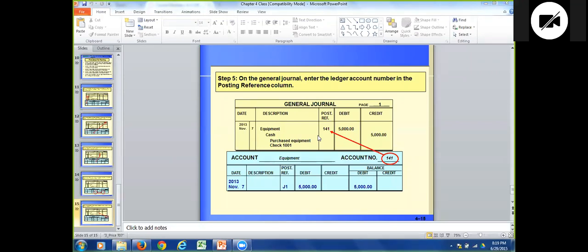The post reference, again, is for the ledger. It means J for journal and page 1. And then this post reference is the account number, which is 141, which shows that you posted to the ledger. Typically for postings, you don't have to put a description in the ledger, because when you drill down on this account, it will bring up the general journal, which shows the detail.